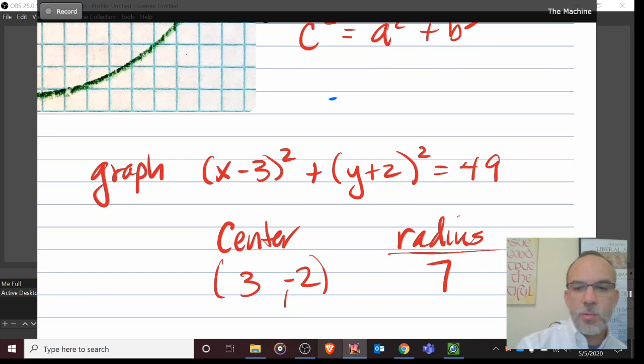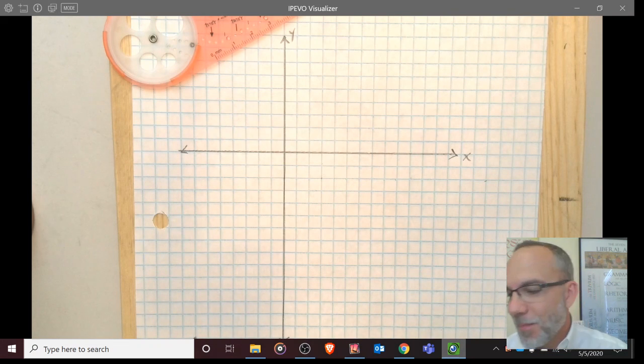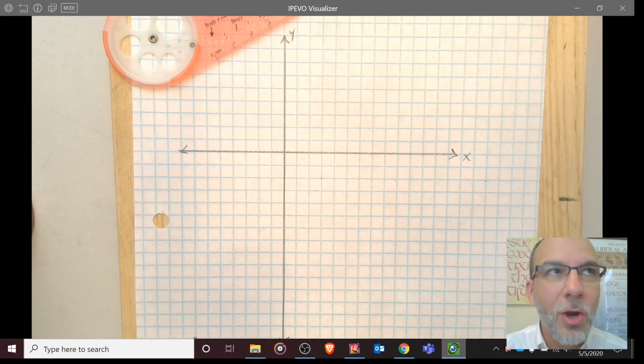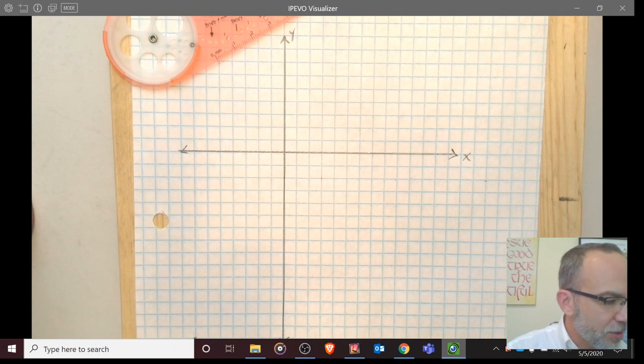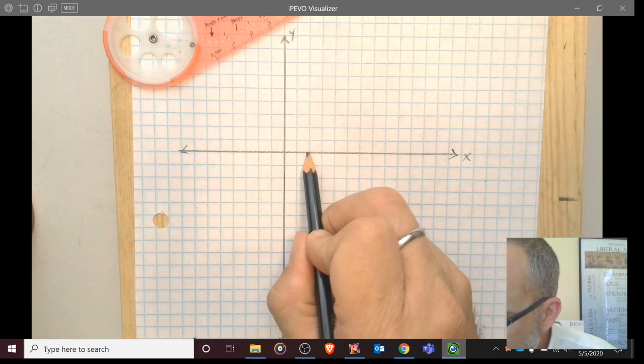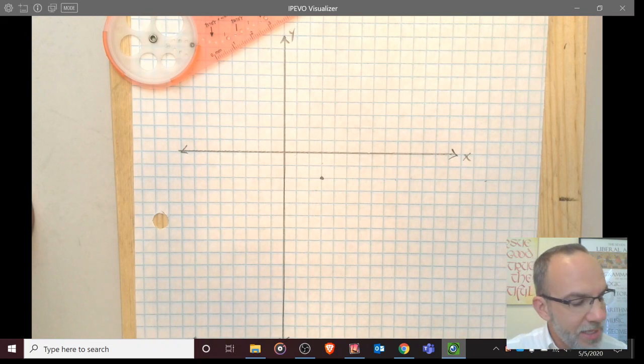Let me do a little switcheroo. Hey, that rhymed. Okay, here's my Cartesian coordinate grid. And so what do I need to do first? Let me first plot the center. Center is 3, negative 2. So I'm going to come over here, 1, 2, 3, down 2. Here's my center. And then the radius is going to be 7.